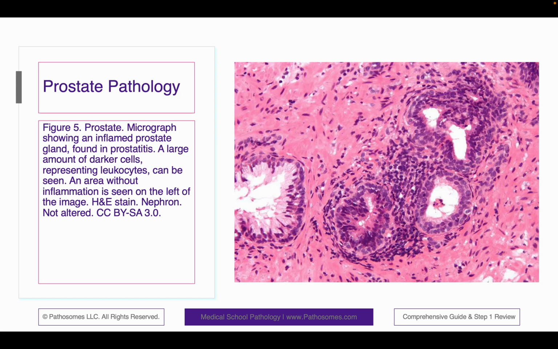Now, here we have a micrograph showing an inflamed prostate. How do we know it's inflamed? Well, there's lots of inflammatory cells present right there, right? You see those dark basophilic cells, or basophilic is a fancy word for blue, right? You see all those blue cells? Those are leukocytes.